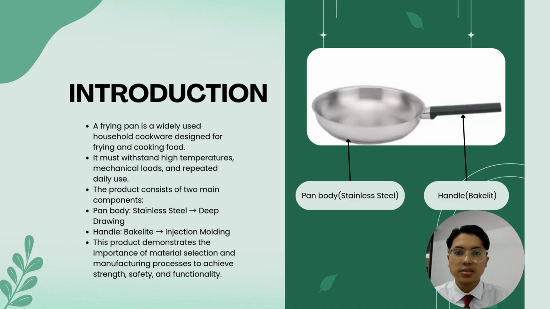First of all, I will start the introduction. A frying pan is a common household cookware that must withstand high temperature, mechanical load, and repeated daily use. Our product consists of two different materials and two manufacturing processes. The pan body is made from stainless steel using deep drawing, and the handle is made from bakelite using injection molding. Through this presentation, we will explain the material selection, components, manufacturing process, and possible improvement of the product.